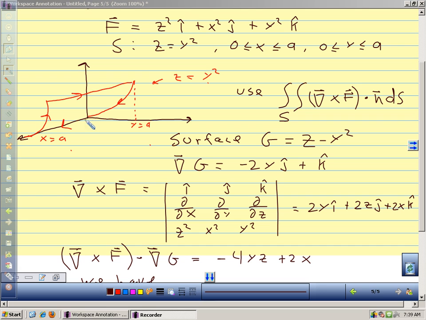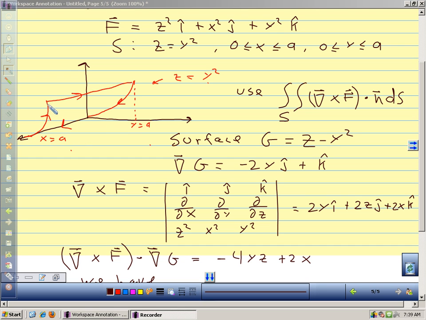Here I would say, along this line, y equals 0, so that simplifies things. And you could just say x equals t. Then you'd express f, so y and z are both 0. So f would just be t squared j, and dr would be dt. So that line integral would be pretty easy.